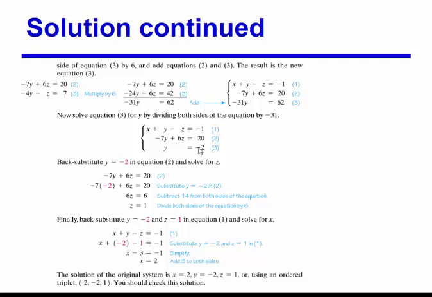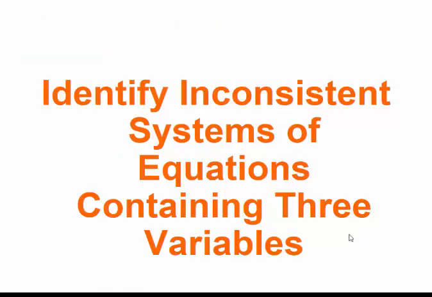Since y is equal to negative 2, we can take that information and plug it back into equation 2 and solve for z, so we get z is equal to 1. And then we're going to finally back substitute y and z into equation 1 to solve for x. And we get that x is equal to 2. Now, the solution of the original system is x is equal to 2, y is equal to negative 2, z is equal to 1, or the ordered triplet (2, negative 2, 1). And then we check these values in all three of the original equations to make sure it works.